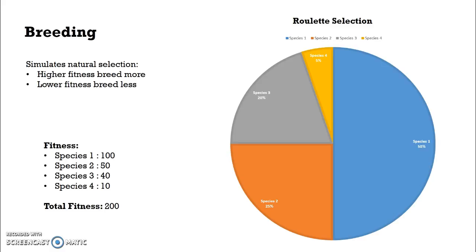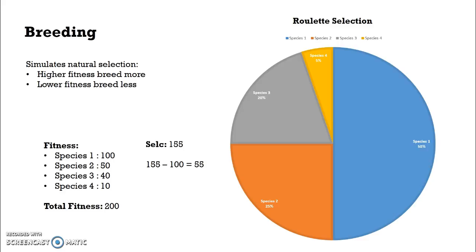Now, roulette selection simulates this by randomly selecting a number between 0 and the total fitness. Then it goes through each species, subtracting their fitness until the number goes below or equal to 0, and it selects that species. So, for example, we have the 155 here.